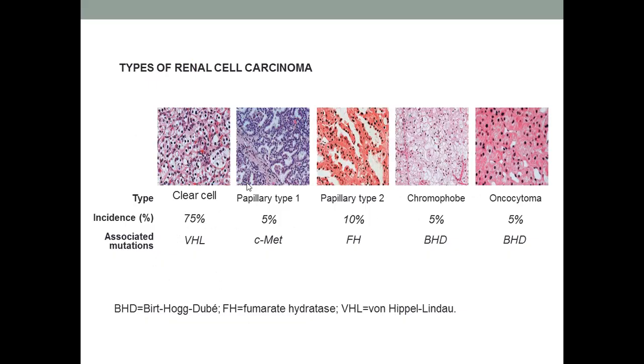You can see here different types of RCCs, renal cell carcinoma. Most common is clear cell, followed by papillary and chromophobe. There are other tumors we call collecting duct tumors or sarcomas. We'll discuss them again. One of the most common tumors is clear cell carcinoma.